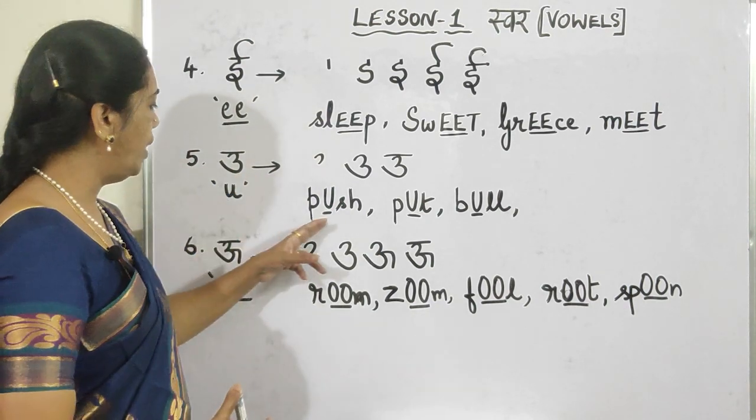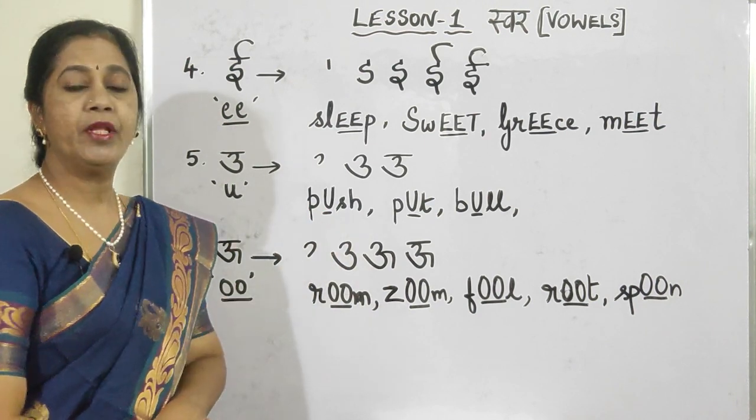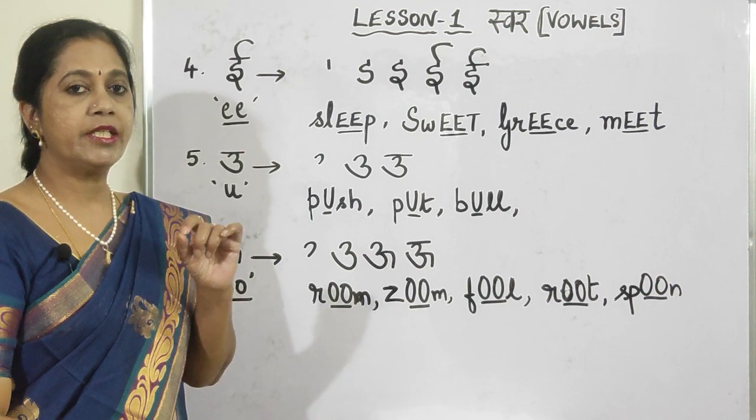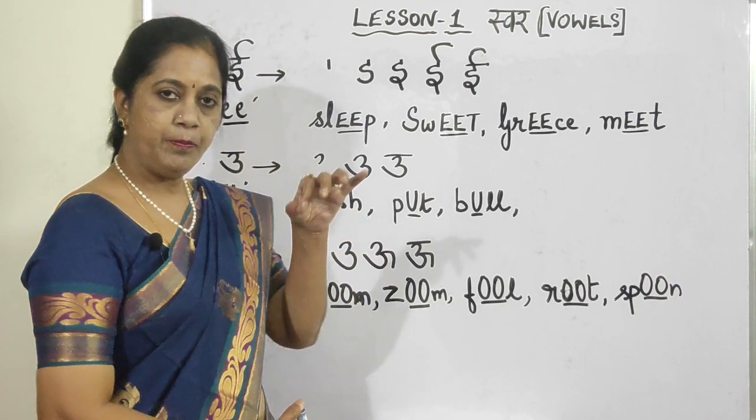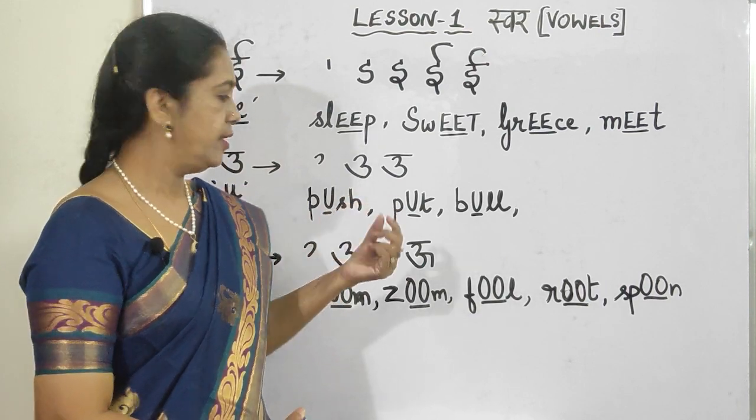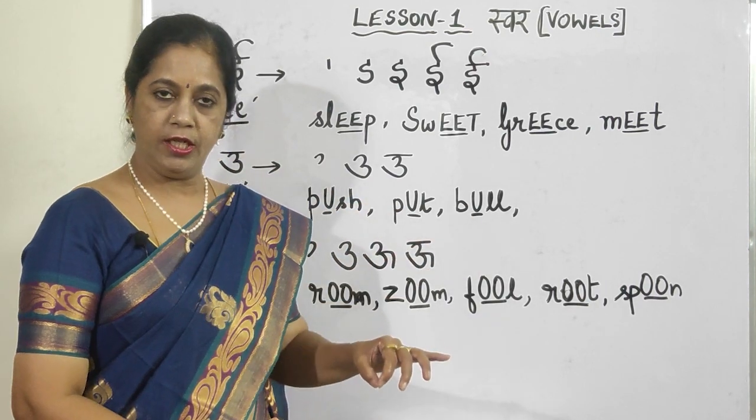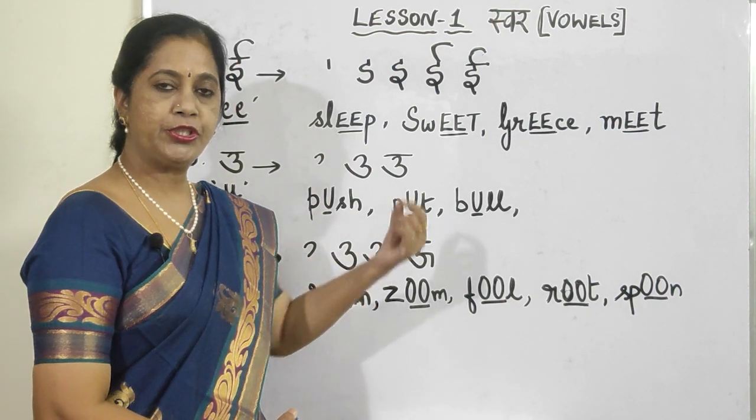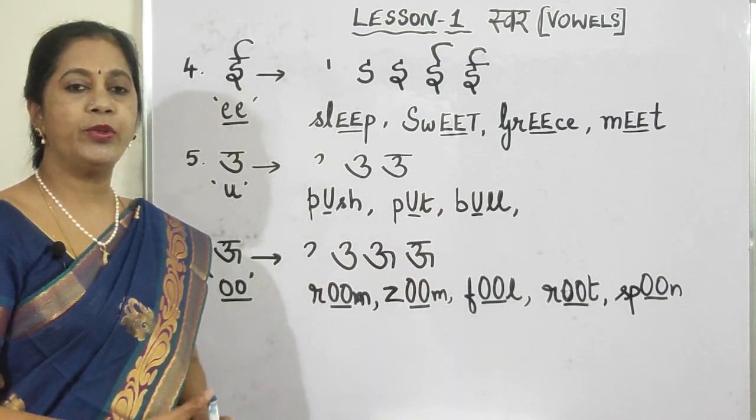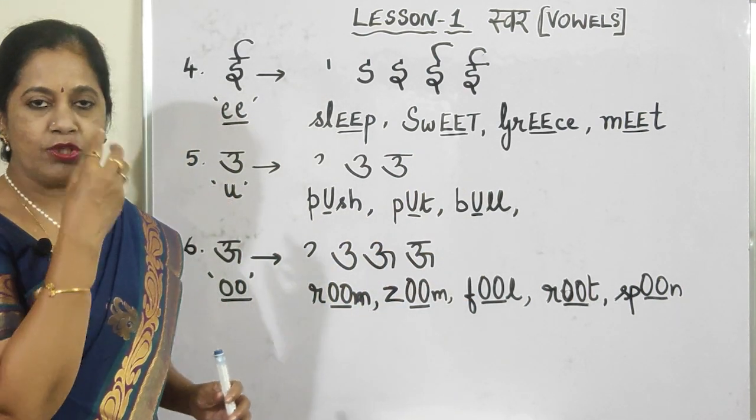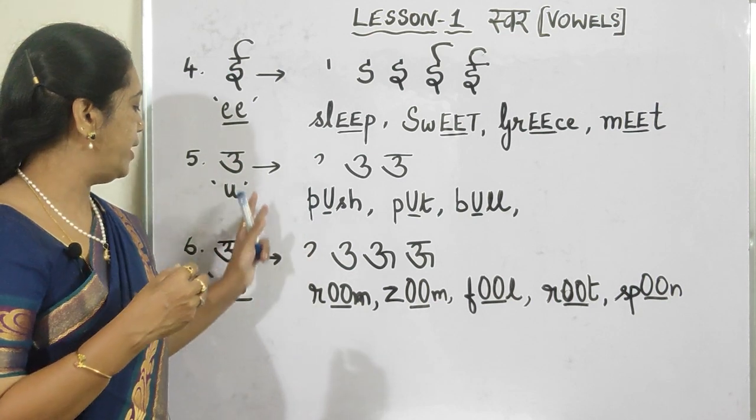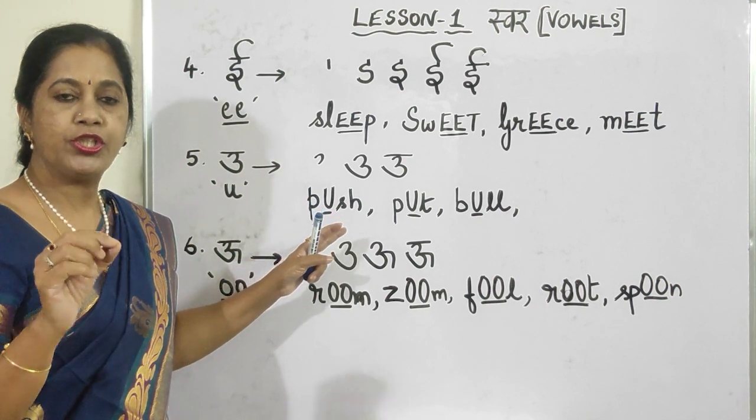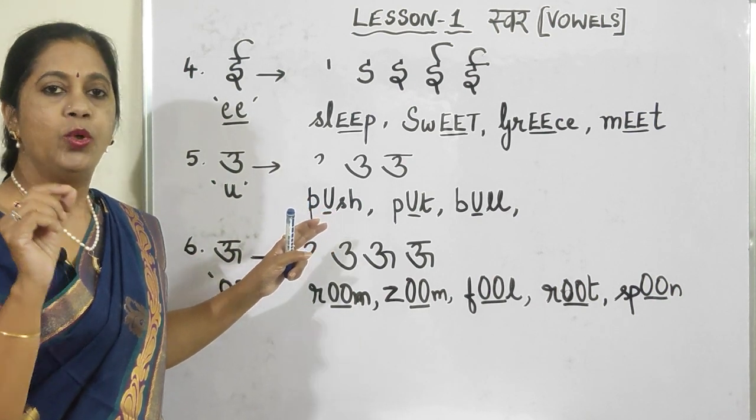U. Now the words for that I am giving you here: push. Okay, push. It is not push, it is push. So short. Put. Okay, put, push. Bull. Okay, you don't say bull, you say bull. So push, put, bull. You see the sound, how it is going? Oo sound. So the lips play a vital role in these two letters. Okay, so push, put, bull.